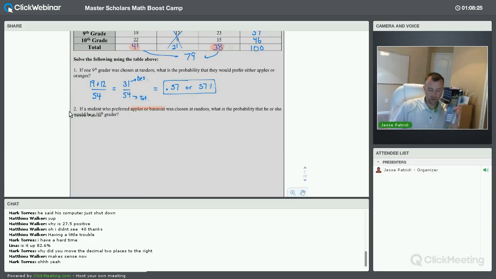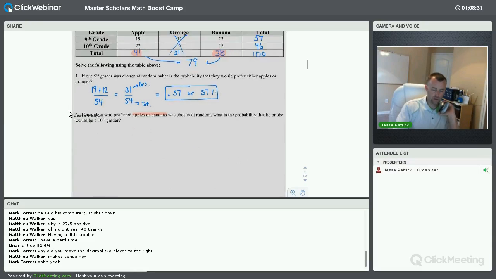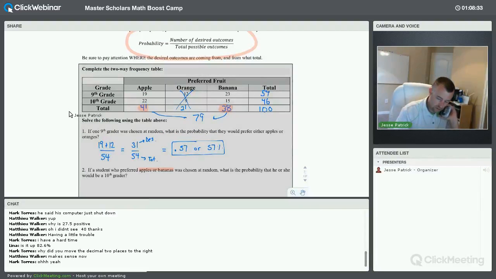Out of those 79 students, what's the probability that that person would be a 10th grader? So again, look at this column and this column. I'm looking at these two columns. The other one doesn't matter. This column doesn't matter either. It's just the total of all of those three. Out of those two columns, how many students are 10th graders? So I'm looking at the 22 and the 15.